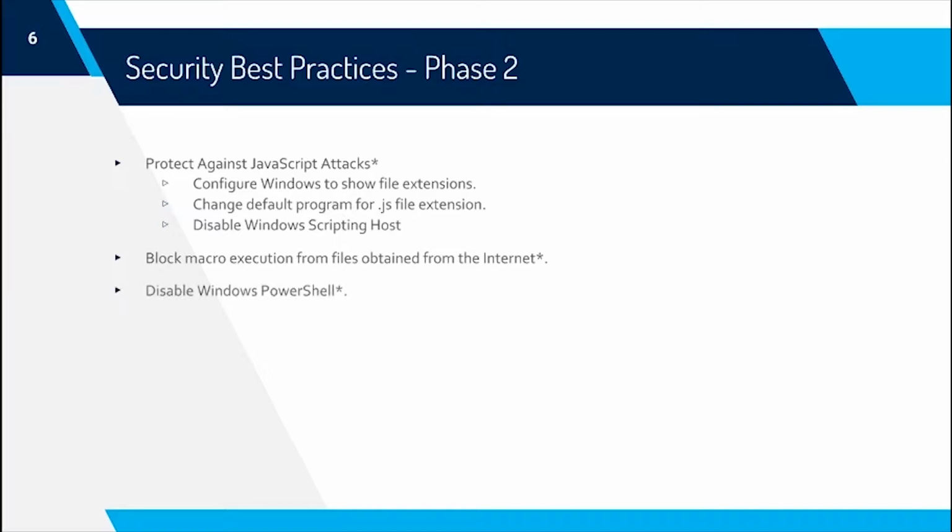Also, Windows PowerShell is a dangerous threat vector and oftentimes is not needed. We can go into the registry and disable that. And installing an ad blocker can protect your users against malicious pop-ups that might draw their attention.